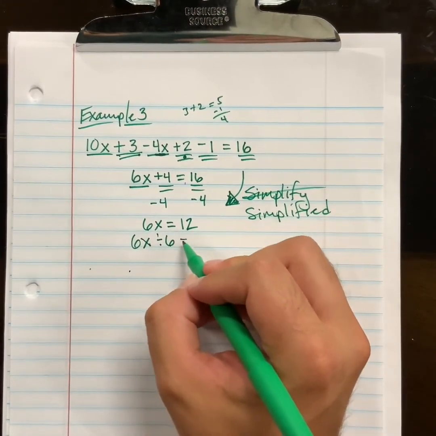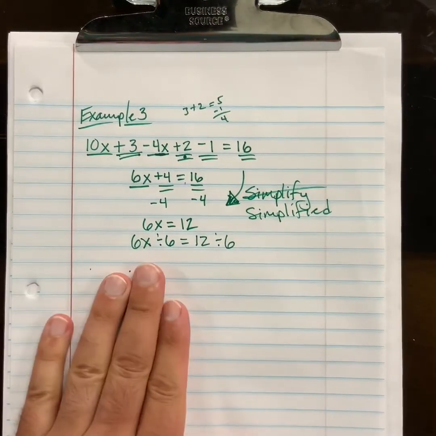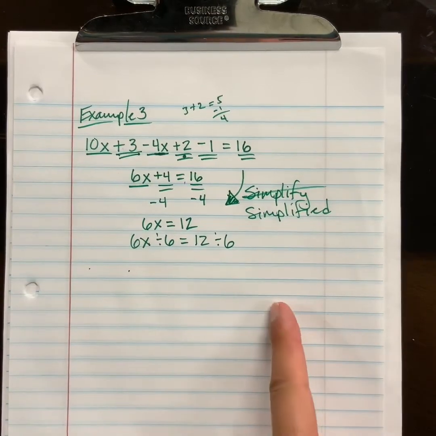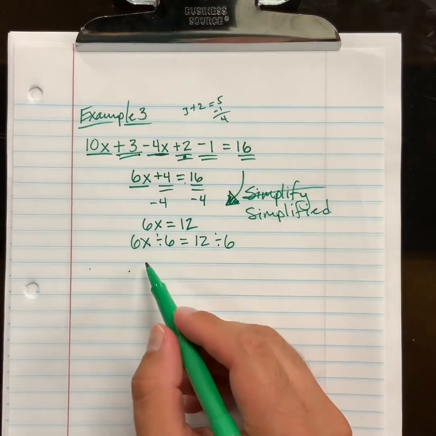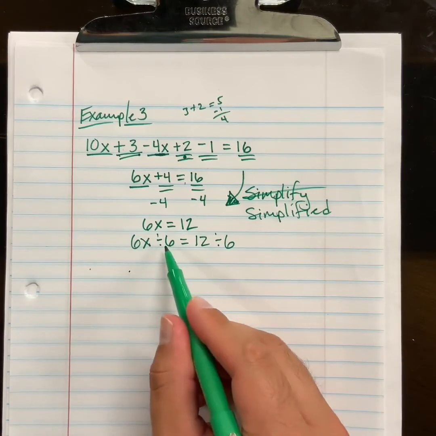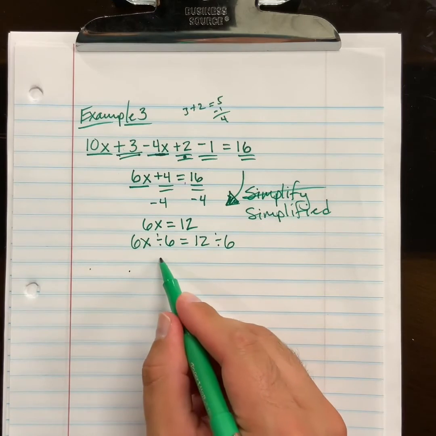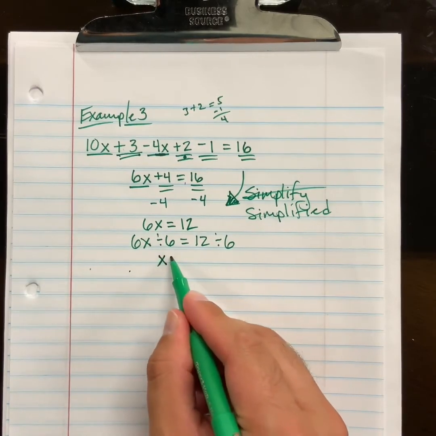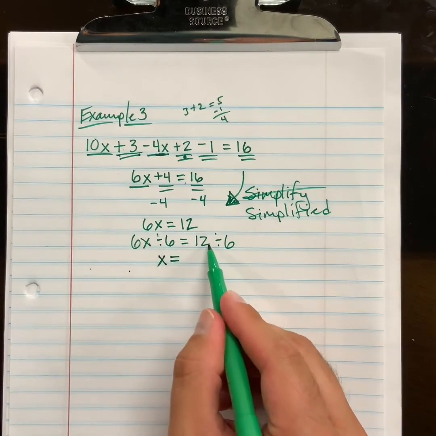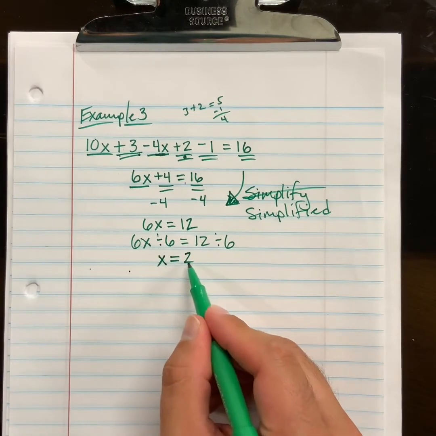And we're going to have 12 divided by 6. Remember, if you do something to one side of our equation, or the left side, we have to do the same thing to the right. So 6x divided by 6, well, any number divided by itself is going to be 1. So this would be just x on the left side is equal to 12 divided by 6. Well, that's 2. So x is equal to 2.